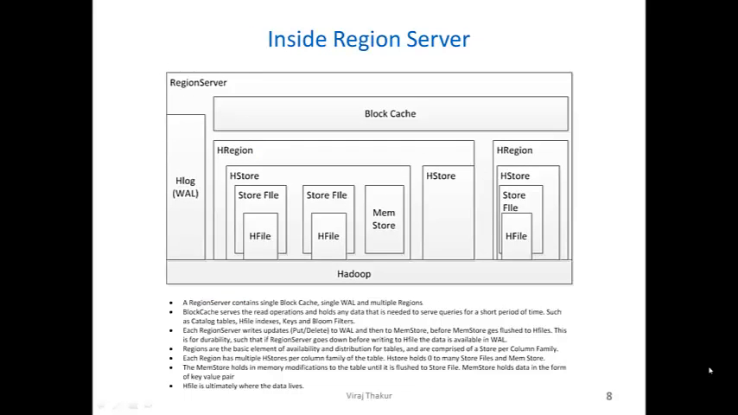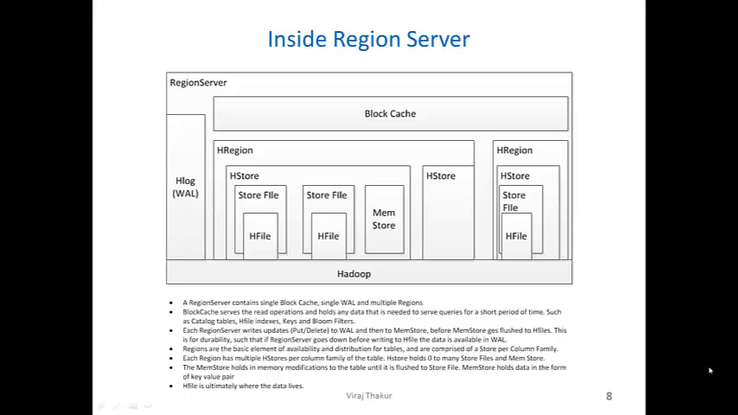Inside a region server, a region server contains a single block cache, a single write-ahead log, and multiple regions. Block cache serves the read operations and holds any data that is needed to serve queries for a short period of time. Each region server writes updates such as put and delete to the write-ahead log and then to memstore before memstore gets flushed to HFiles. This is for durability, such that if the region server were to go down before writing to HFile, the data is still available in the write-ahead log.